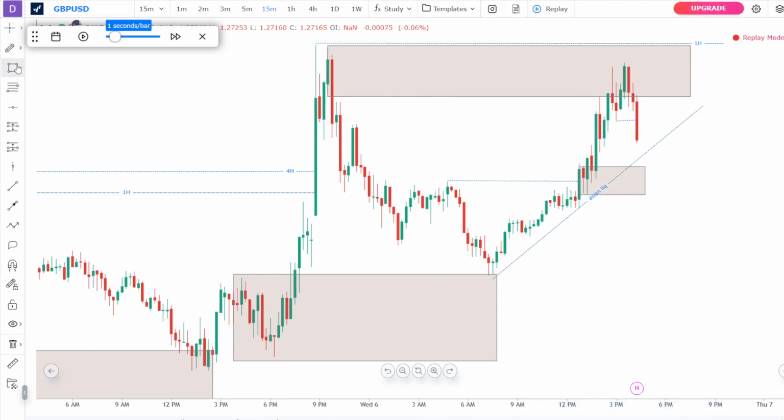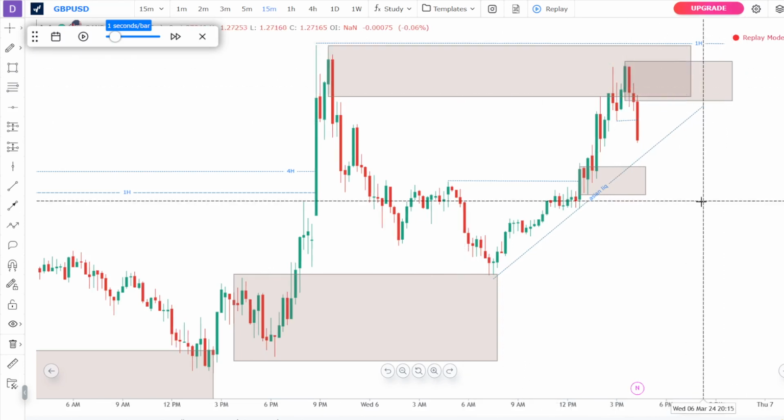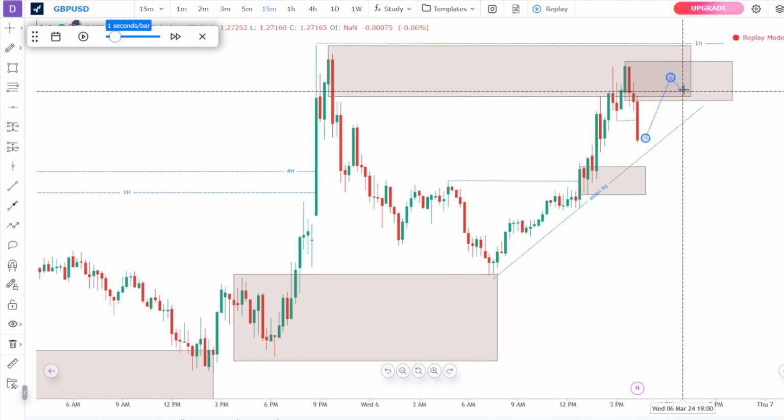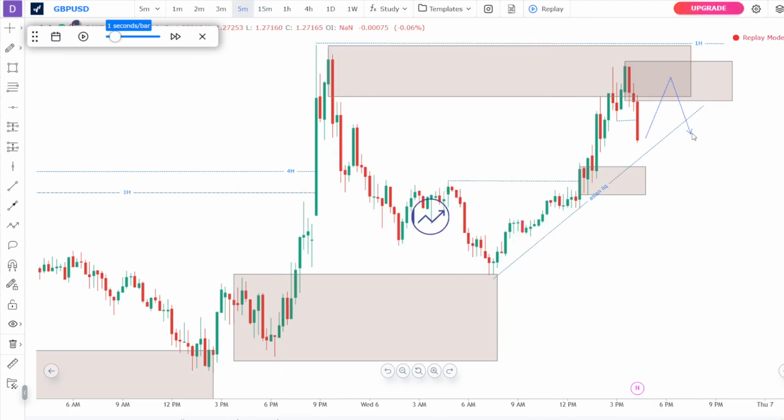So let me go from where we can look at that. We can look at that from here. From this supply zone, we can look for a sell to target this trend line. So our trade will be something like the price will go up, we'll sell it here to target this trend line. Okay, that's all. So go to the 5 minute.